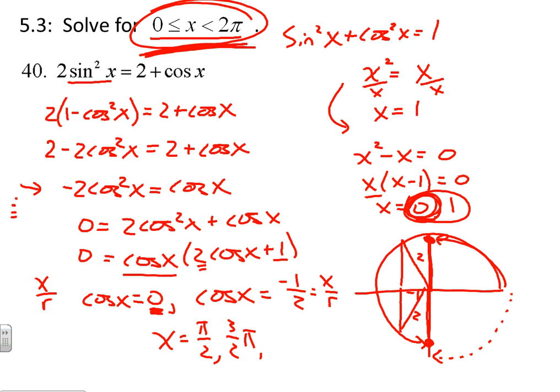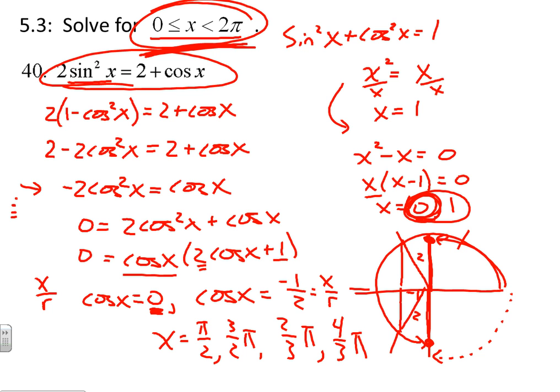So that would be a 60-degree reference angle, meaning 2/3 pi, and then 4/3 pi. Those are our 4 solutions for this equation. Again, why am I not adding on 2n pi's? I'm not looking for all the solutions. I'm only looking for solutions from 0 to 2 pi.